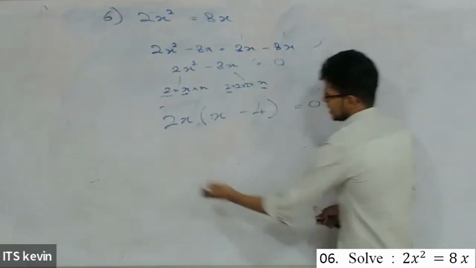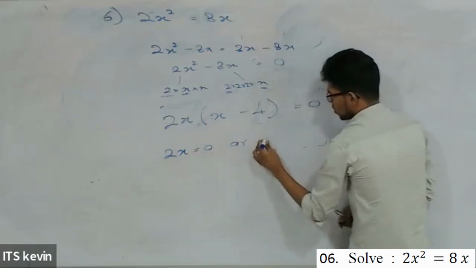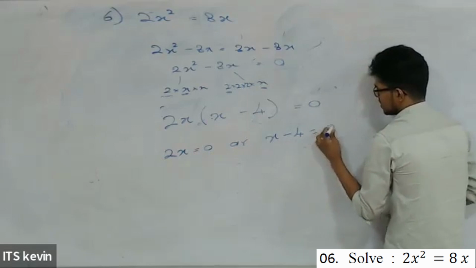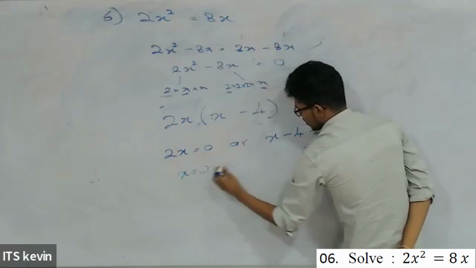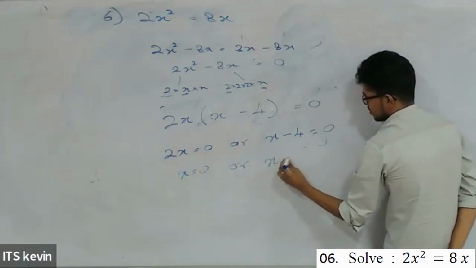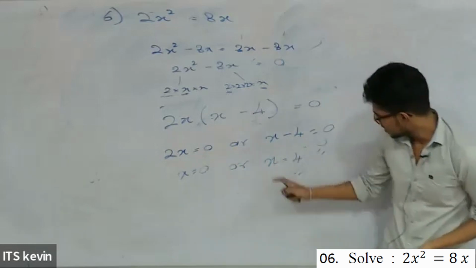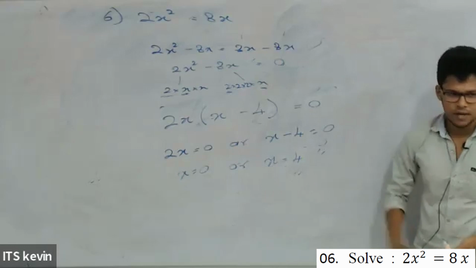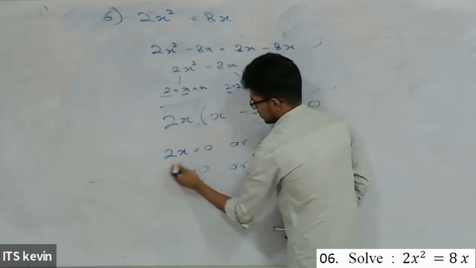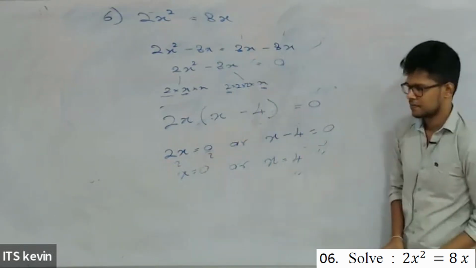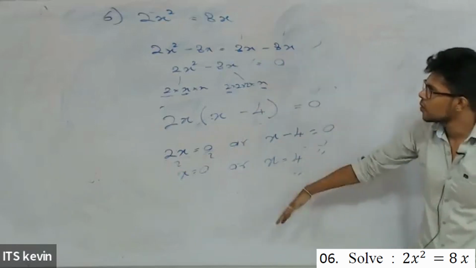So we can say either 2x is equal to 0 or x minus 4 is equal to 0. Divide both sides by 2. So x is equal to 0 or x is equal to 4. You have to write both these answers. If you only wrote x is equal to 4, you will get only 1 mark.